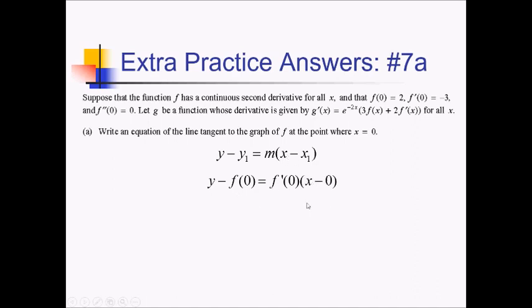Let me go ahead and fill in some values now. And they actually gave us everything we needed. So we have y minus 2, because that's what they said f of 0 was, equals f prime of 0, so -3, times x minus 0. I guess you could leave it that way, and we've got our tangent line.